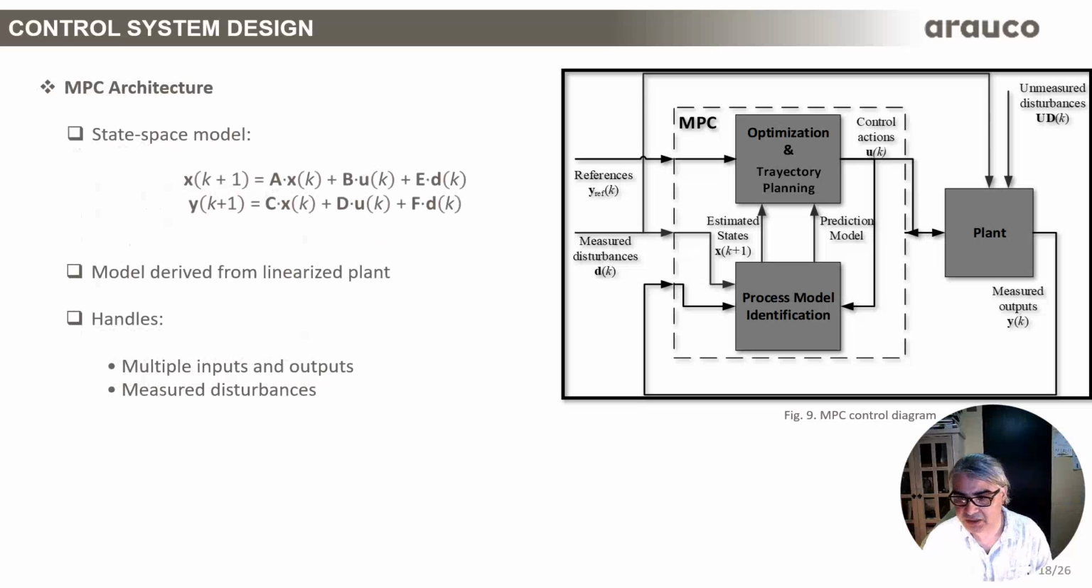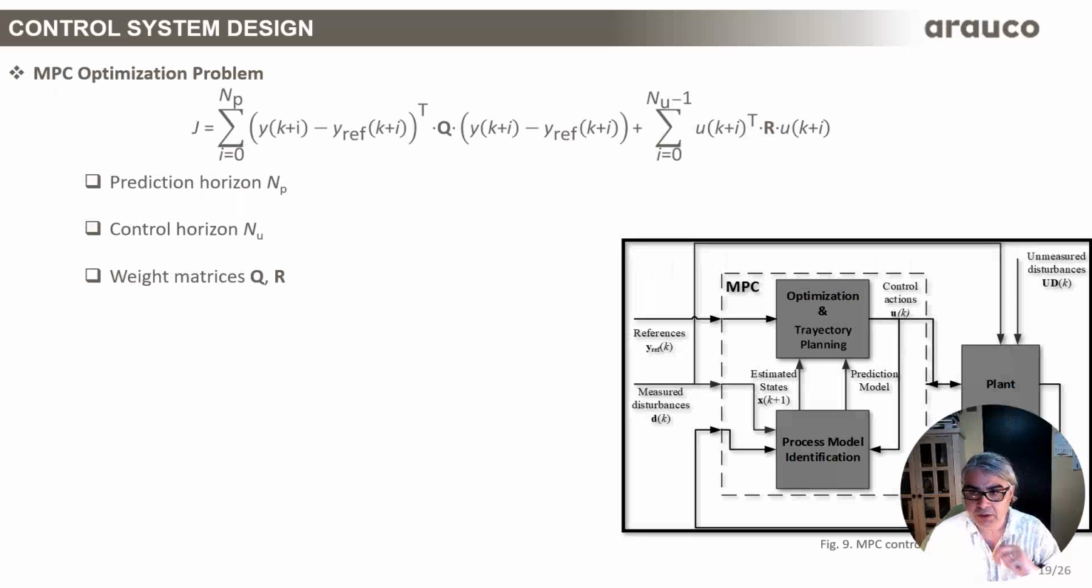Now, the MPC architecture is shown here, and the state space model in a discretized way is shown in this equation here. This model can handle multiple input and output and measure disturbances, as you can see by the equations. At each sampling instant, MPC solves an optimization problem that balances tracking accuracy and control effort. Only the first control action is applied, enabling real-time adaptation, as you can see here in this equation.